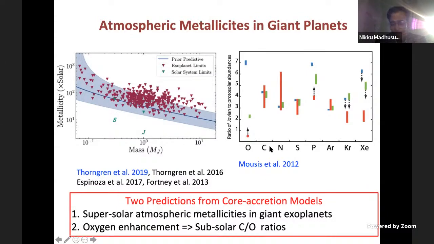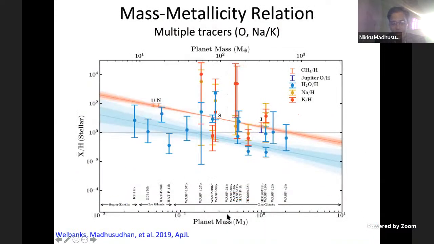because even for Jupiter you expect between 3 to 7 times, and you expect oxygen enhancement because you accrete more water in the solids relative to carbon and other species, so you expect subsolar C/O ratios. But as I said, that is not what we are seeing. We are seeing that the water is depleted relative to our expectations, whereas that's not the case for the alkali metals and other metals. So this is still an emerging topic.